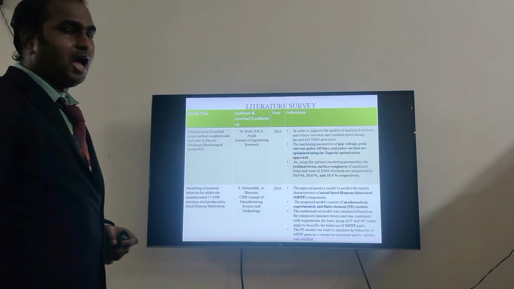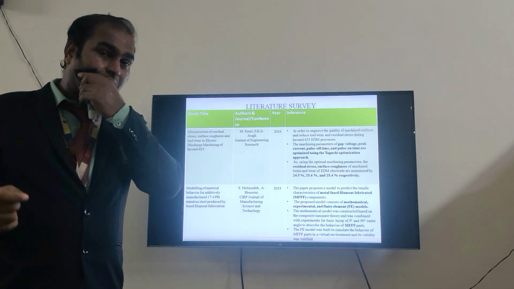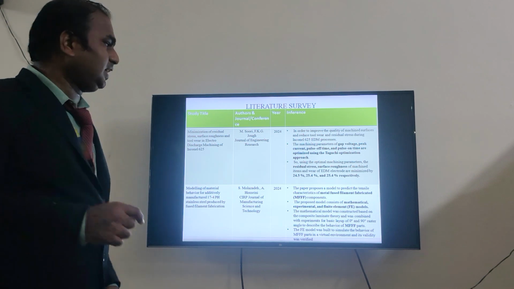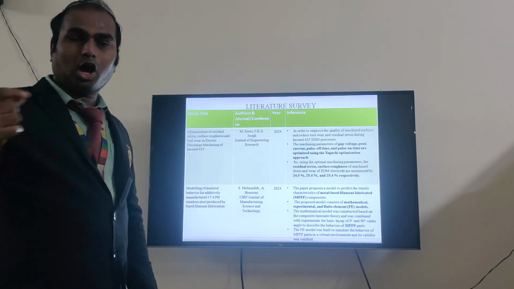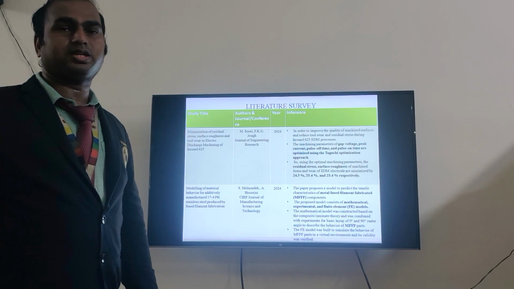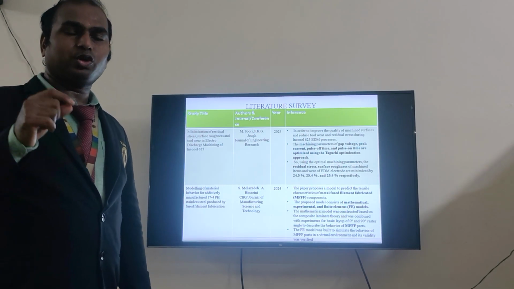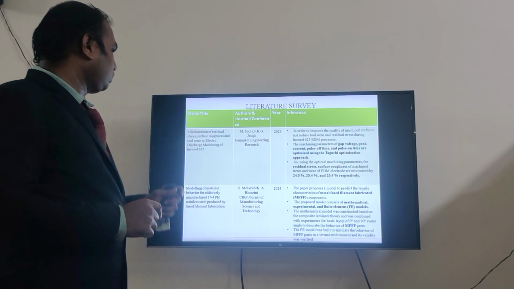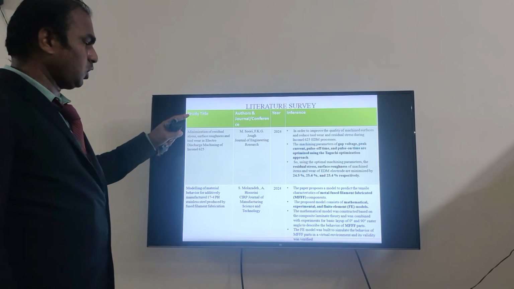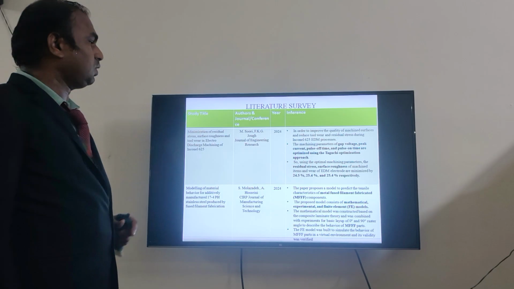The next factor, I'm just going to discuss the latest literature survey: how the traditional machining process versus the unconventional machining process is being operated in the latest research and by using these techniques. The first paper is the minimization of residual stresses by using electrical discharge machining of Inconel 625.